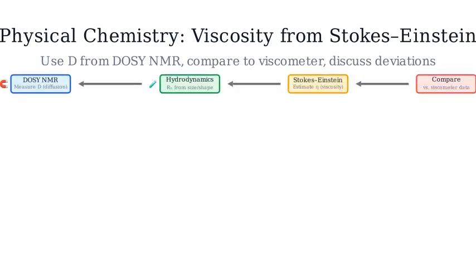We measure diffusion with DOSY nuclear magnetic resonance, giving the diffusion coefficient, D, combined with a hydrodynamic radius, r_h, at a fixed temperature, T. We apply the Stokes-Einstein equation to estimate viscosity, eta. Then we compare the estimate with a viscometer measurement and interpret any differences.